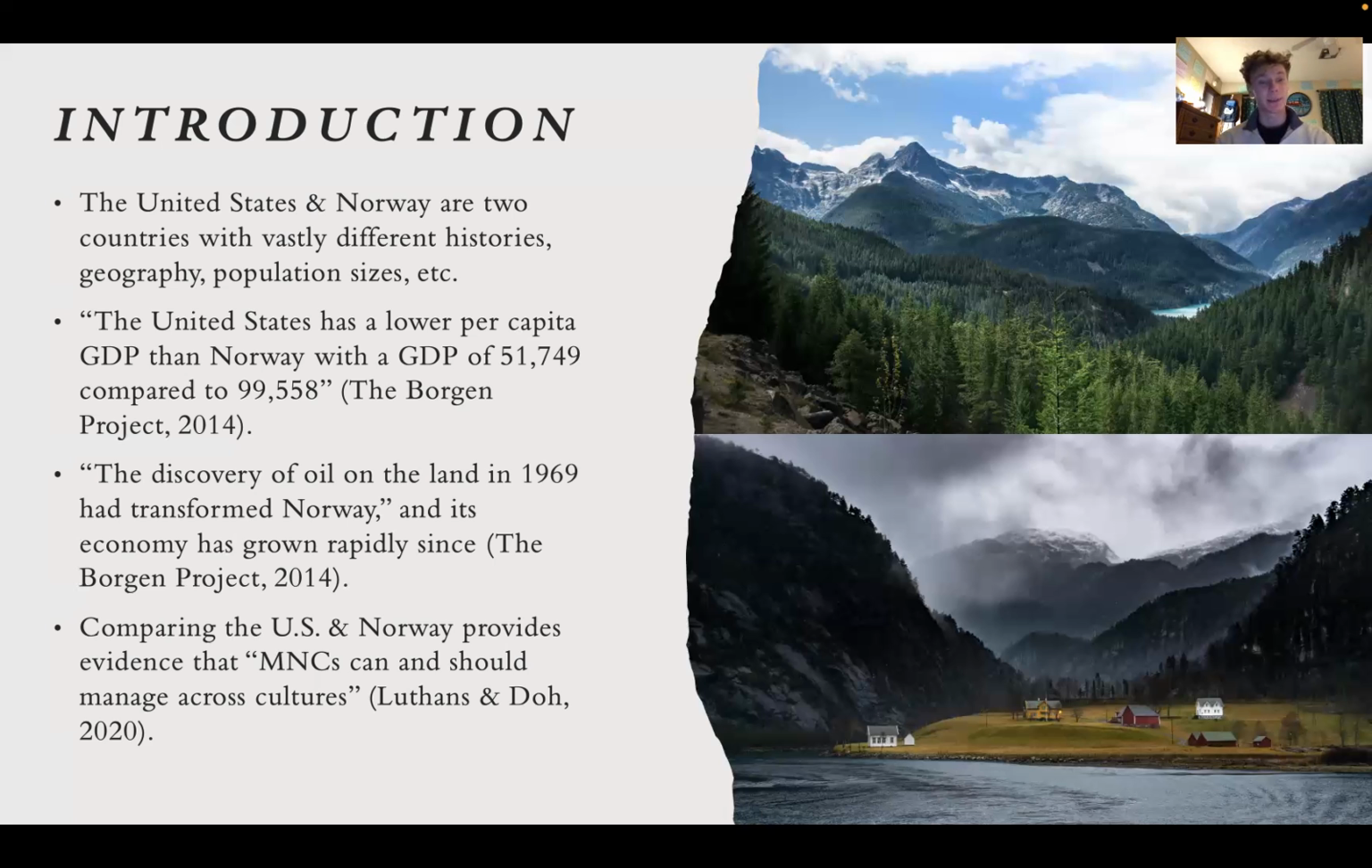An interesting fact about this is Norway is actually one of the countries adopting electric vehicles the quickest, with the lowest carbon footprints, but much of their economy is built on selling oil to other nations. So it's kind of ironic there. Anyways, comparing the US and Norway provides us with evidence that multinational corporations can and should manage across cultures and adapt based on the culture that they're in.